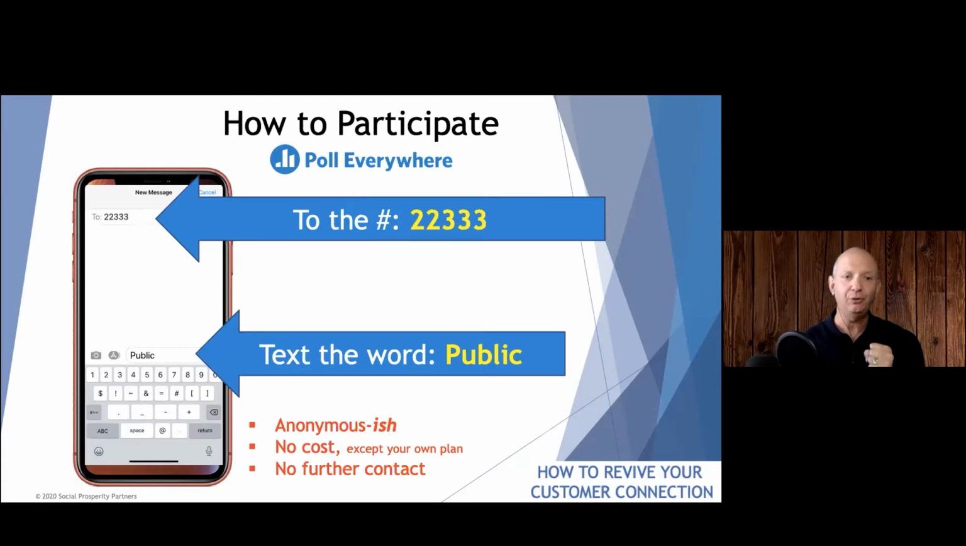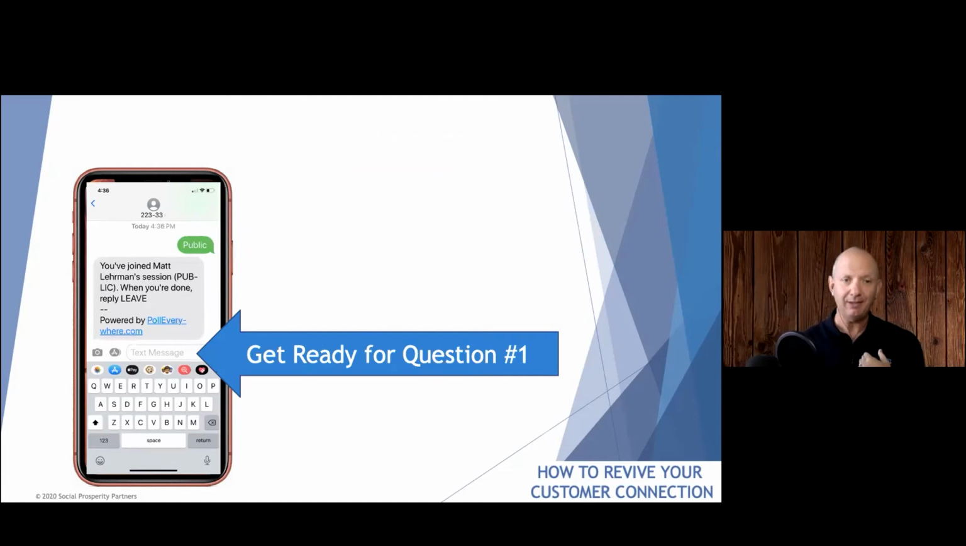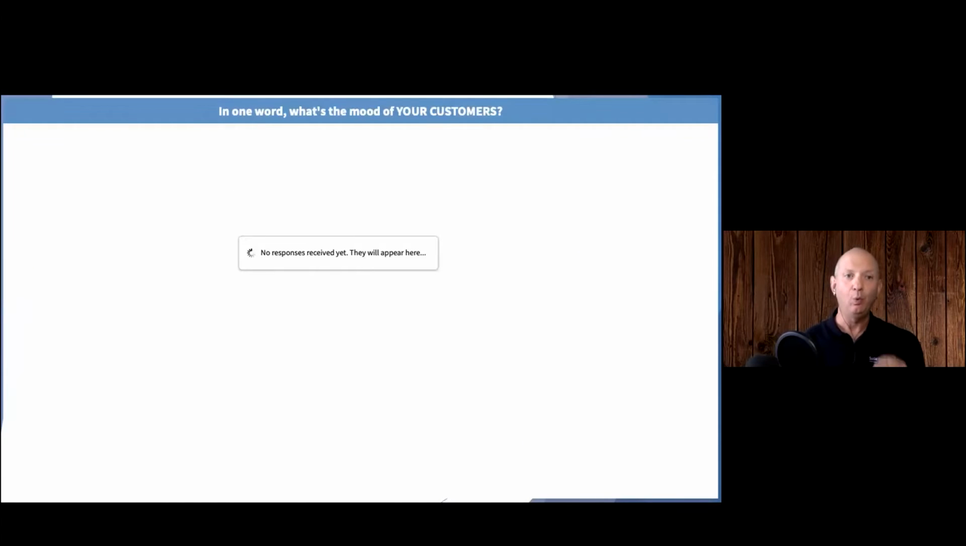So if you've texted the word public to the number 22333, you will have gotten a bounce back message that says you've joined Matt Lehrman's session. And that means that you're ready for question number 1. So we're going to just jump right into it. I want you to answer this question. You're just going to text one word back. In one word, I'd like to know, what's the mood of your customers right now? You decide what the word is. I'm not sandbagging this. I'm not going to suggest anything, but I want to hear your assessment of what is the mood of your customers, and we're going to create a word cloud together.